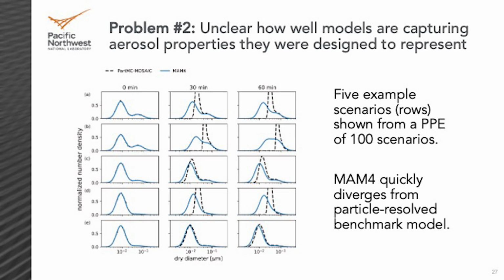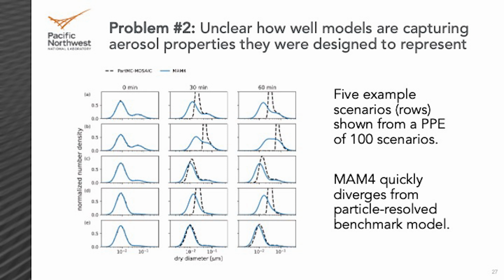But what you can see here is the rows here are just five examples picked from this PPE of 100 scenarios. And if you go from left to right, this is the initial conditions on the left, after 30 minutes and then after 60 minutes. And what you can see is that MAM4 quickly diverges in its representation of the size distribution in comparison with PartMC. On the very bottom row, you see the model does pretty well, but that's because nothing's really happening, right? Like if there's very slow aging and the particles stay just as they were in their initial conditions, then the model does really well because nothing happens.